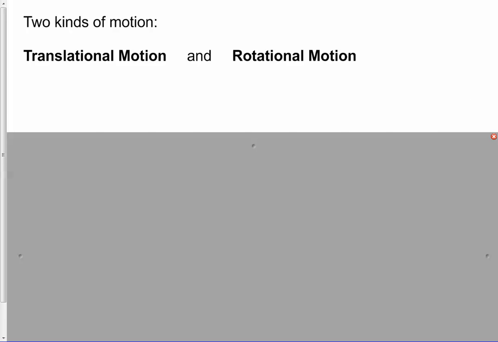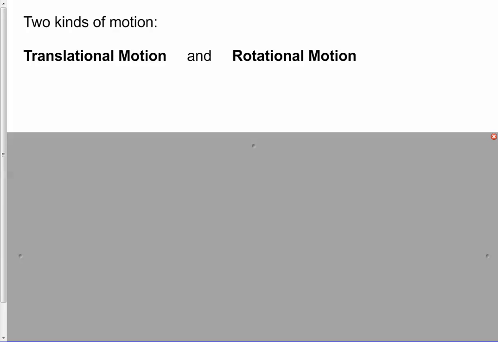You want to be thinking about an object moving in the following way now. Two kinds of motion an object can have: translational motion and rotational motion. Up until now, all the motion we've been talking about has been translational. We haven't used that word because we didn't have to distinguish yet, but now we do. Translational motion is just an object moving through space. The object itself is moving from point A to point B. That's translational motion. Rotational motion is internal.